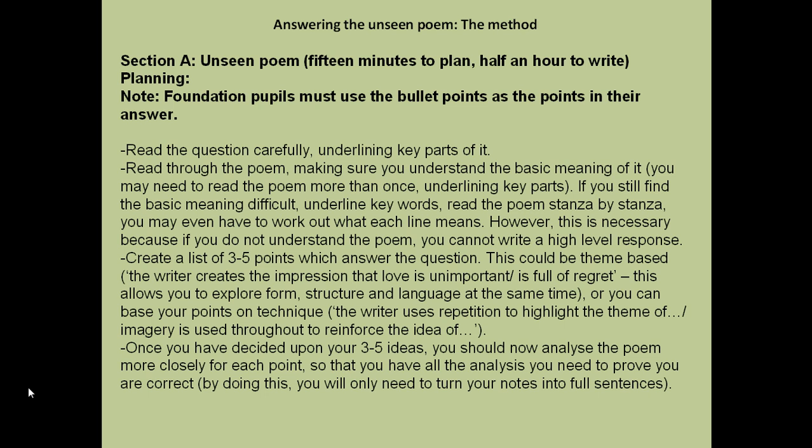Once you've decided on your 3 to 5 ideas, depending on whether you feel in the 45 minutes you can write 3, 4 or 5 paragraphs, now you go back to the poem and you analyse in more detail. You now need to find the form, structure and language to prove your point is correct. So rather than just analysing the poem for the sake of analysing it when you first get it, work out the basic meaning, work out the 3 to 5 ways in which the writer presents the subject you're being asked to look at in the question, and then analyse the form, structure and language to prove you are correct.